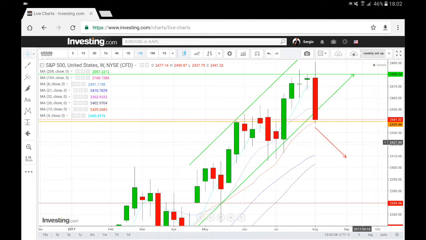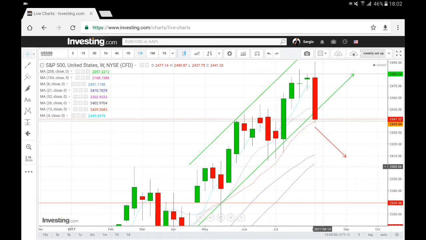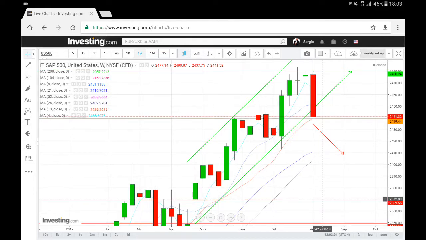See the market continue to go down. You see that's your 4 weeks moving average over here. Over here, that's your 8-week moving average. And here now we are at the region of the 13-week moving average. Over here you have your 21-week moving average, and in black that's your 26 moving average. So now I'm expecting the markets to continue to move lower towards that particular region.